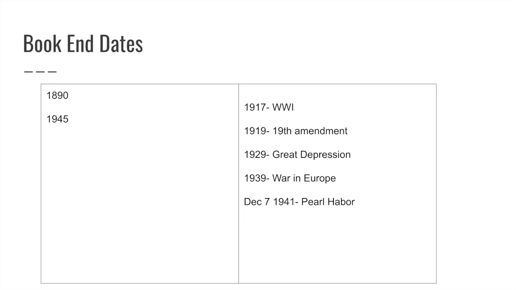So for a good portion of this period, Franklin Roosevelt is president, 14 years out of 50-something. So major influence in this time.